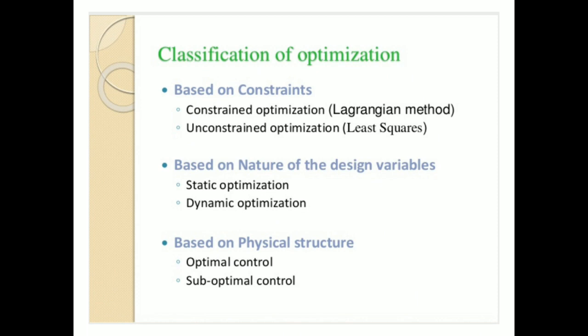And dynamic, or you can say trajectory optimization problem, is that problem where the objective is to find a set of design parameters which are all continuous functions of some other parameter that minimizes an objective function subject to a set of constraints. The next classification is based on physical control. It has been divided into two: optimal control and suboptimal control.